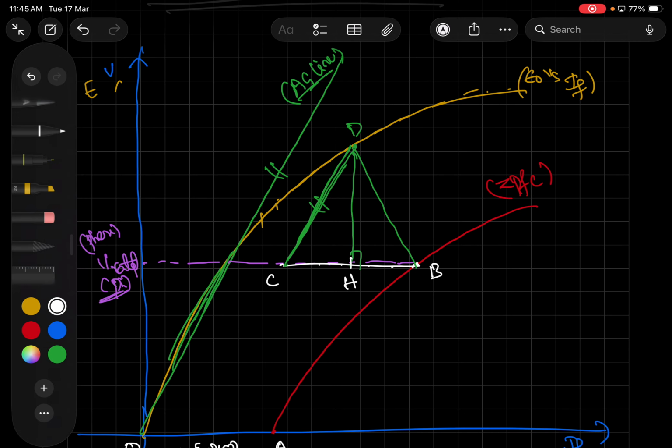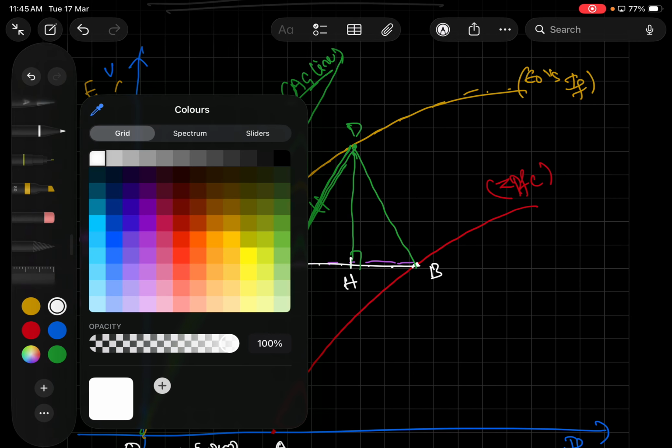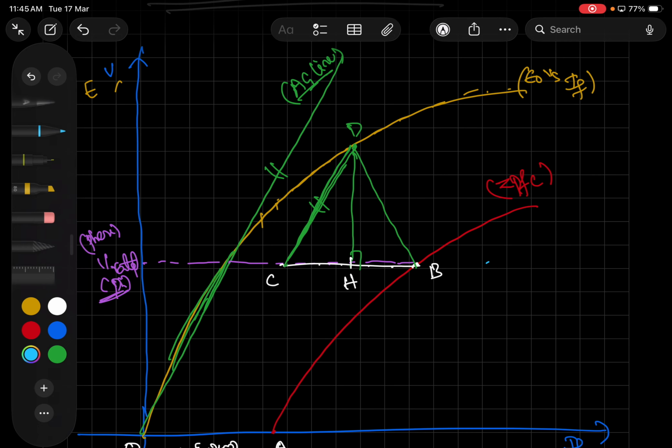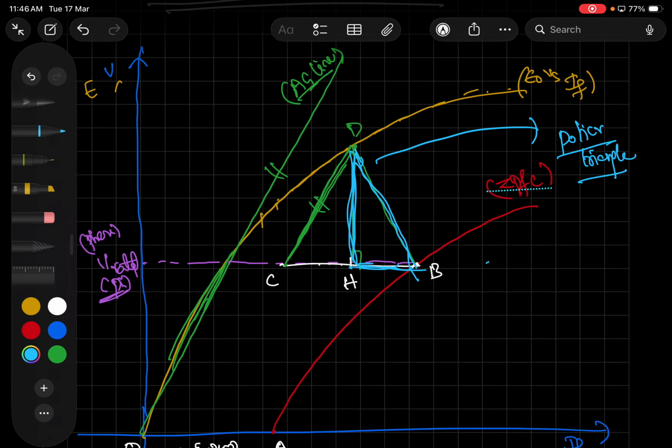Now, whatever the heading we have discussed, it is the ZPF method, and there is one more name, the POTIER triangle method. This one is the POTIER triangle, and because of this the name is also called the POTIER triangle method. The right angle triangle BDH is called the POTIER triangle.